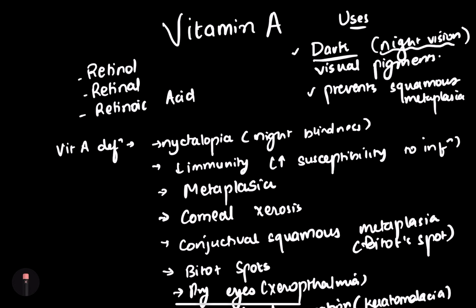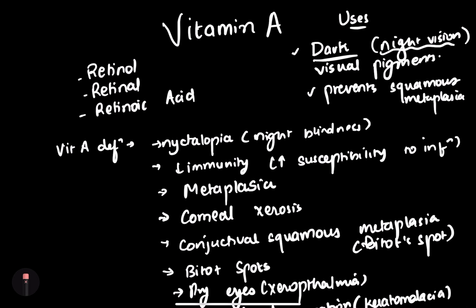Vitamin A is a fat-soluble vitamin that includes retinol and retinoic acid. First, we'll discuss the uses. Then we'll see what happens in vitamin A deficiency. Then we'll see what happens if you take excess of vitamin A, and the tests for vitamin A deficiency.